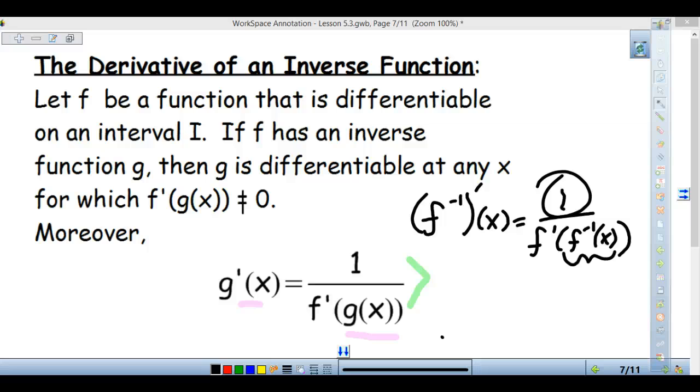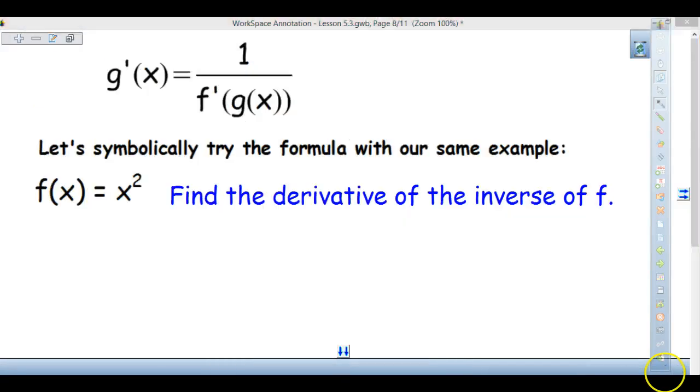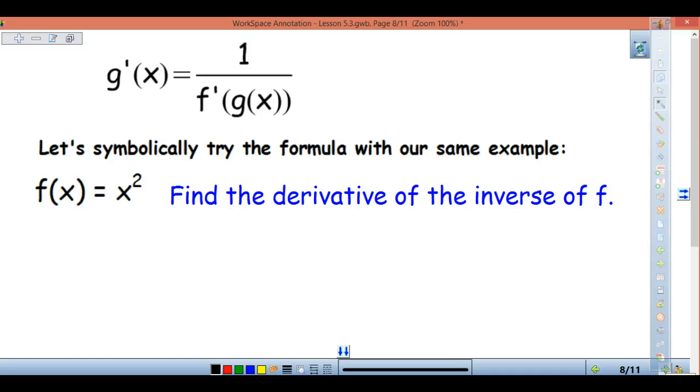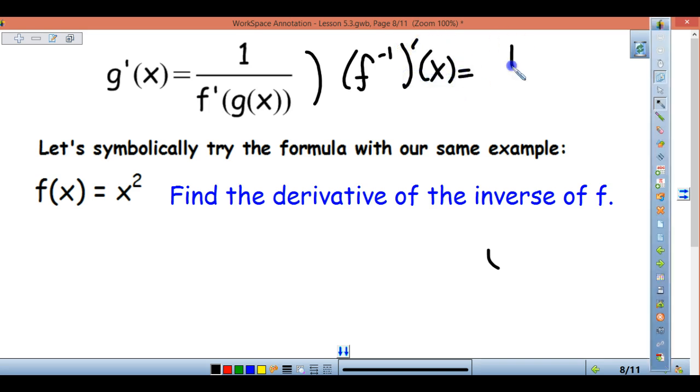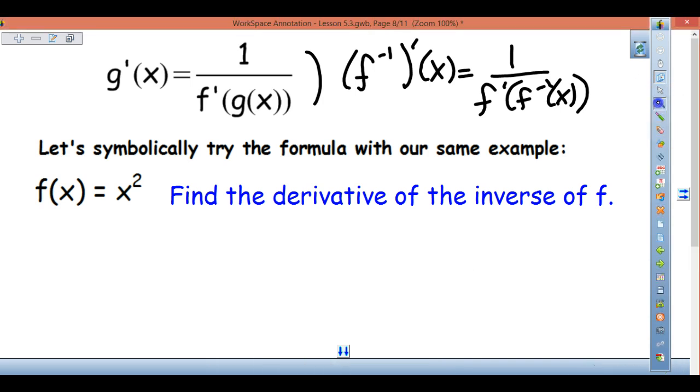If you can understand better where the formula or the concept is coming from, it'll help you execute it better and remember it for future use. Okay, so let's see how this works using the example we just looked at, f of x equals x squared. I have the equation up here, and if you would prefer to see that using this notation, that's fine also. It says, find the derivative of the inverse of f.